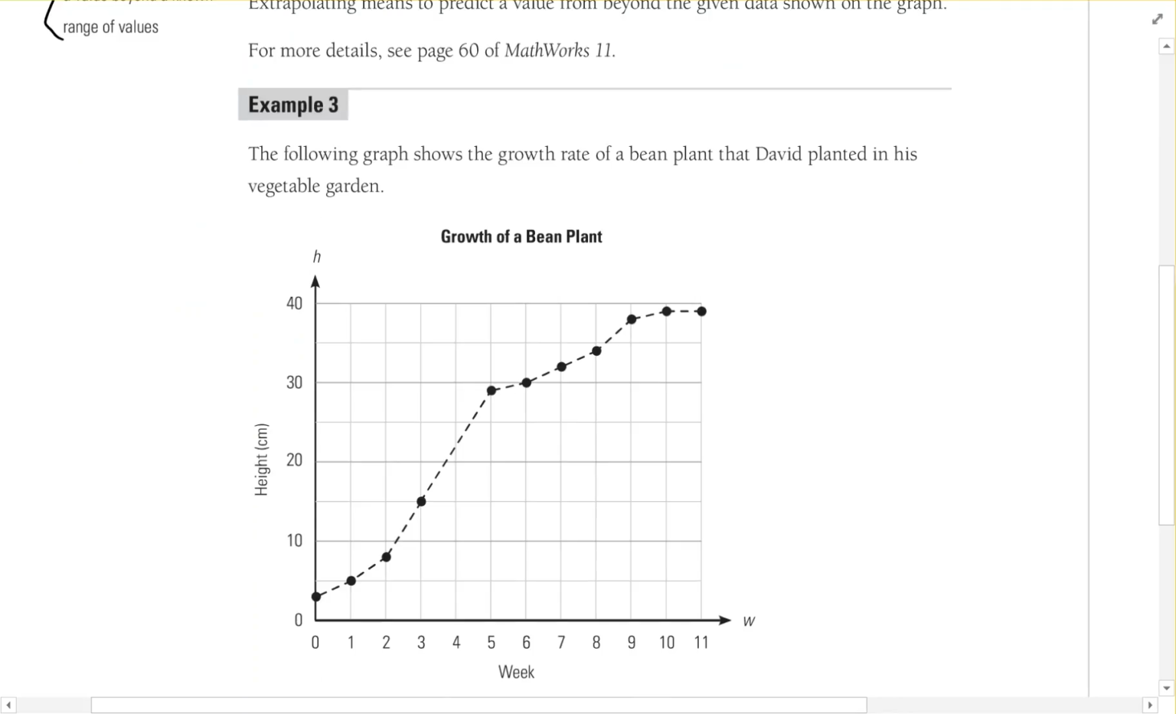What that means is, if I looked at this graph down here, this is the growth of a bean plant. We've got weeks across the bottom and height across the left side. And I said, okay, what do you think the height of this plant would be after 4 weeks? Well, all I would do is start at 4 and draw a line going up to where it is. That looks like it'd probably be 22 centimeters. That's interpolating. You're figuring out what a dot would be in between the points.